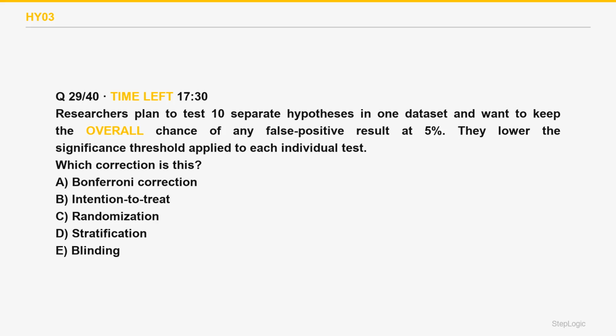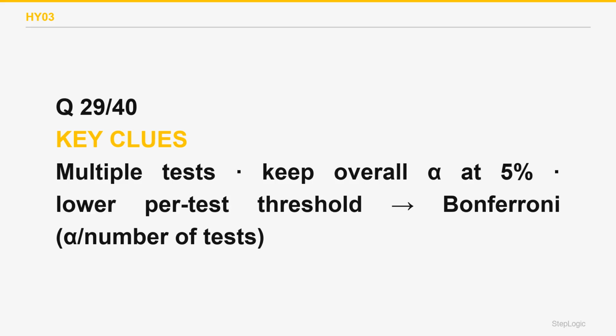Which correction is this? Researchers plan to test 10 separate hypotheses in one dataset and want to keep the overall chance of any false positive result at 5%. They lower the significance threshold applied to each individual test. Read the command: the fix for many comparisons. Split the alpha across the tests to hold the overall error at 5%.